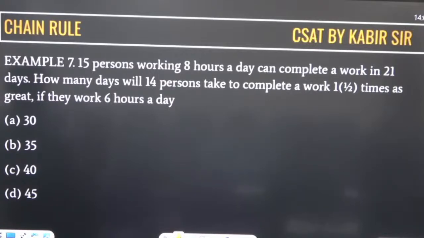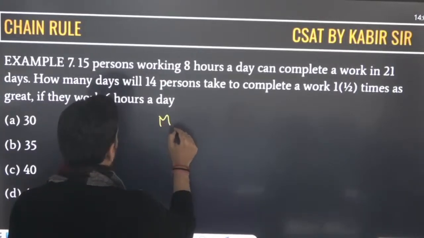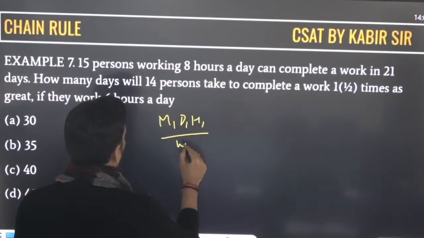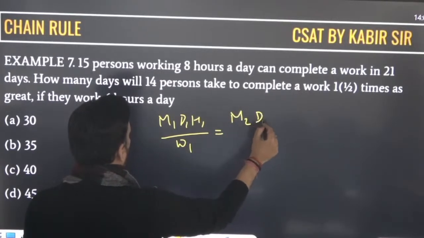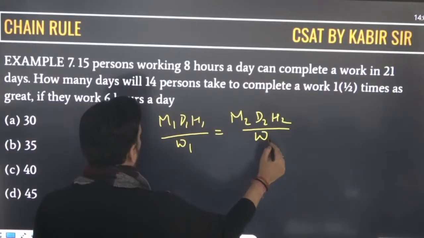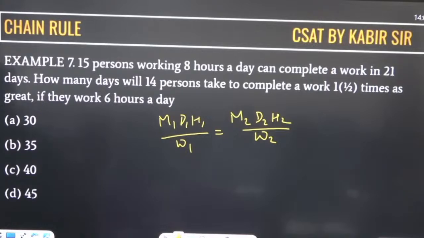15 men working 8 hours a day can complete a work in 21 days. How many days will 14 men take to complete a work 1 and 1 by 2 times as great if they work 6 hours a day? In this question they have given the hours also, right? So what formula will we use? As I told you, we will use M1 D1 H1 upon W1 equal to M2 D2 H2 upon W2. You have to use this formula, and you will get the answer.